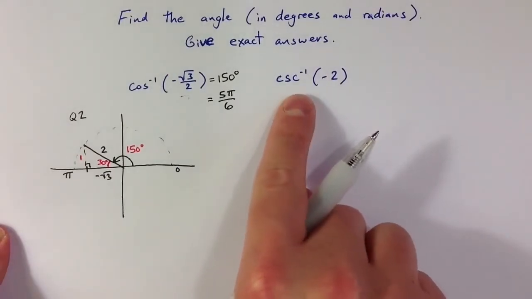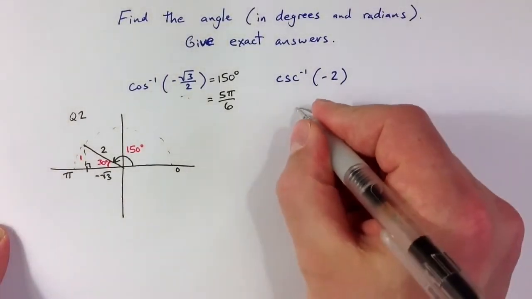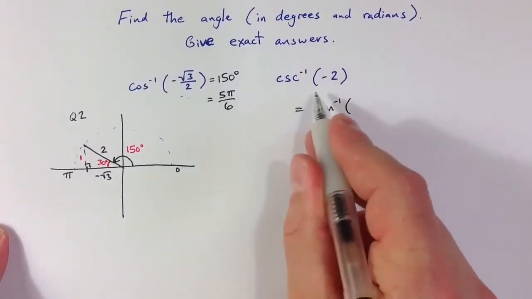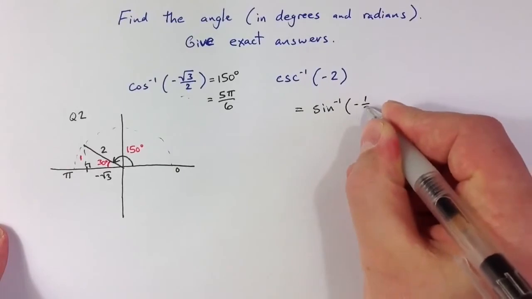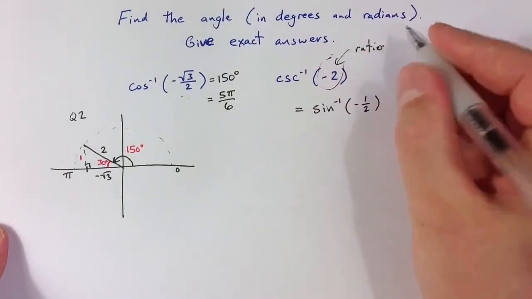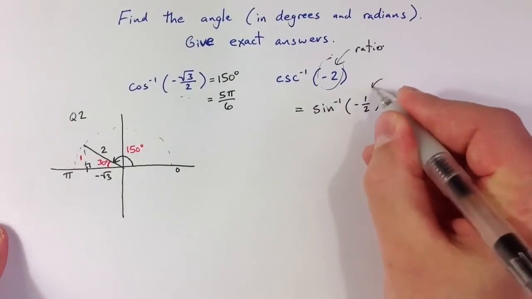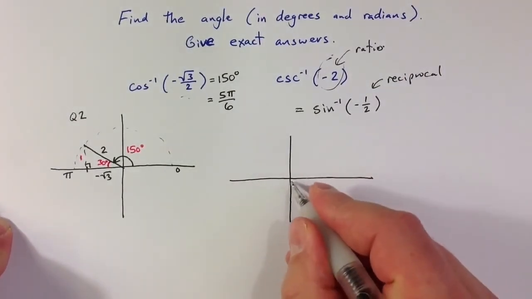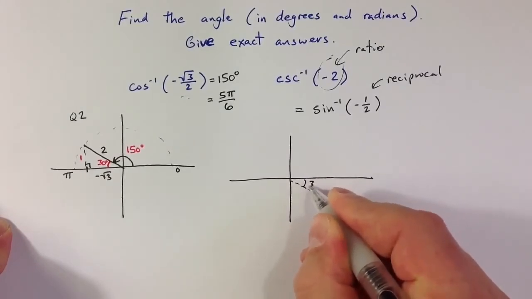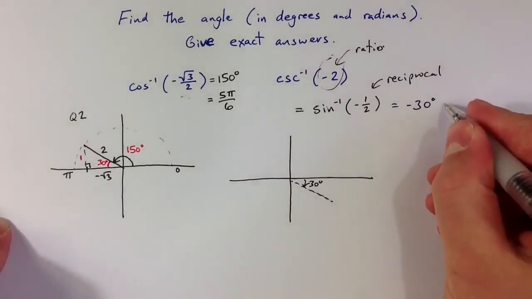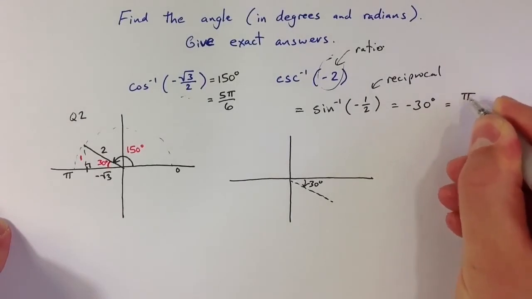For the second question here, cosecant inverse of negative 2. Well, before I try to work with that, let me think of this as sine inverse of negative 1/2. Again, this is the ratio, and so if I want to translate between inverse cosecant and inverse sine, I want to take the reciprocal of that ratio. So in a unit circle diagram, negative 1/2, it's going to be down in quadrant 4, and again we get a reference angle of 30 degrees, but this time I'm just going to take that to be negative 30 degrees. So the angle that I'm looking for is negative 30 degrees. And in radians, of course, that's negative pi over 6.